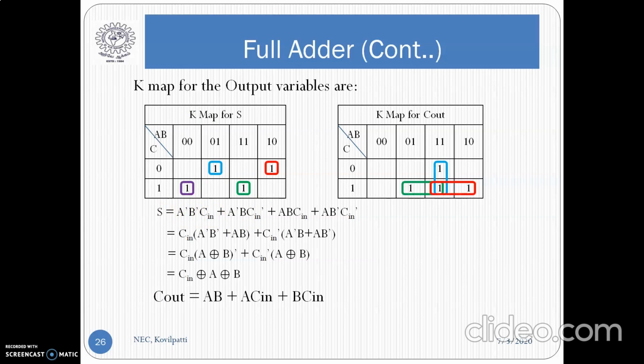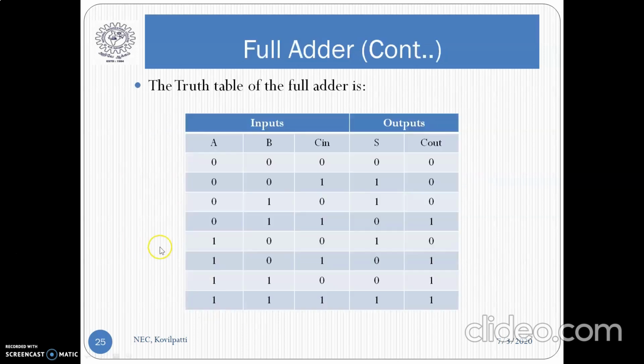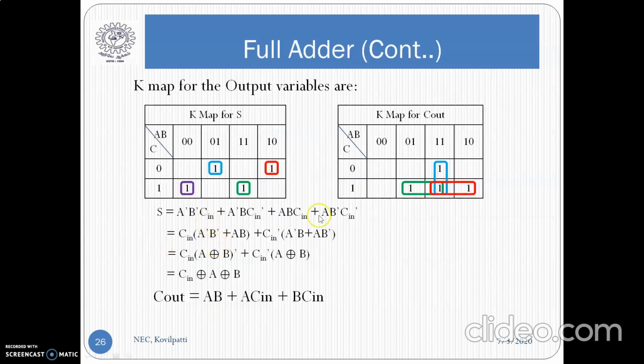If we take Cin as common from the first and third terms, we get A'B' plus AB, and from the second and fourth terms, taking Cin' as common, we get A'B plus AB'. This we already know is A exclusive or B, and A'B' plus AB is the complement of A exclusive or B, the whole dash, right?